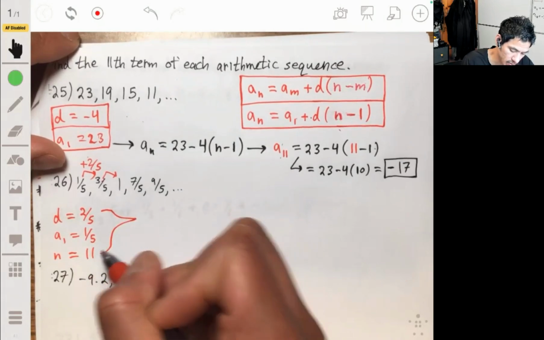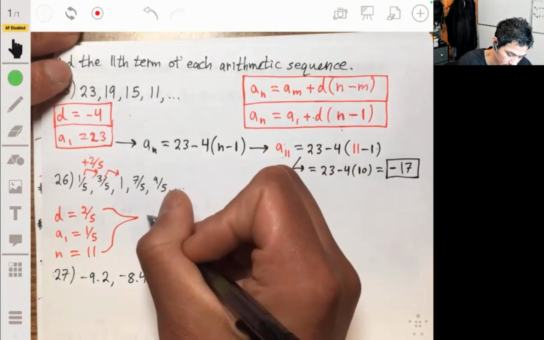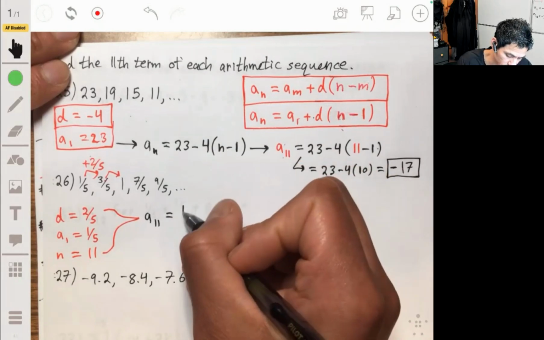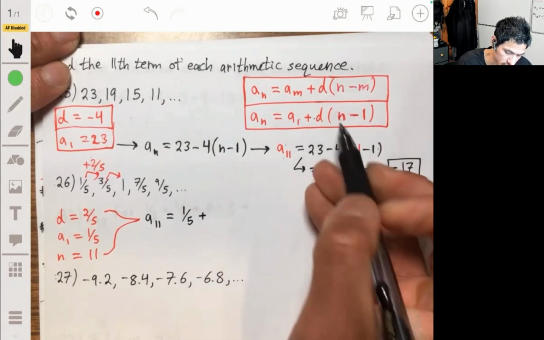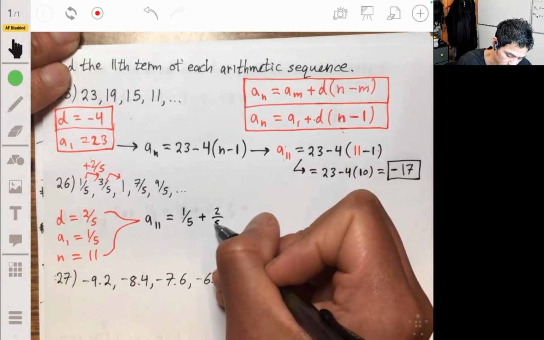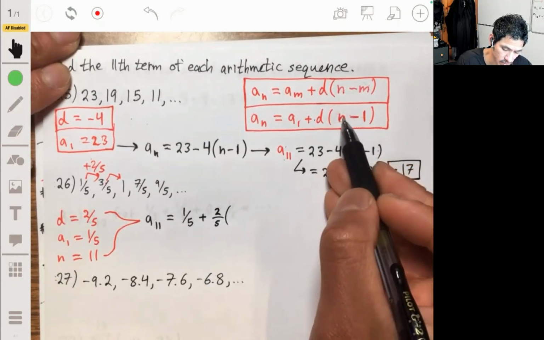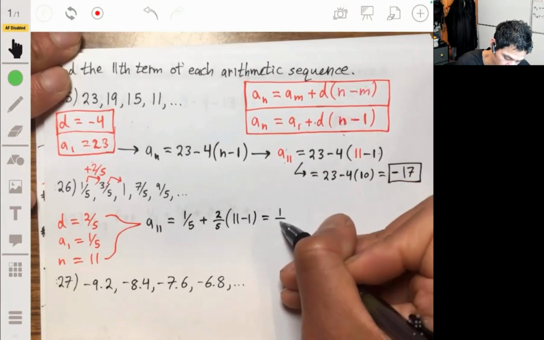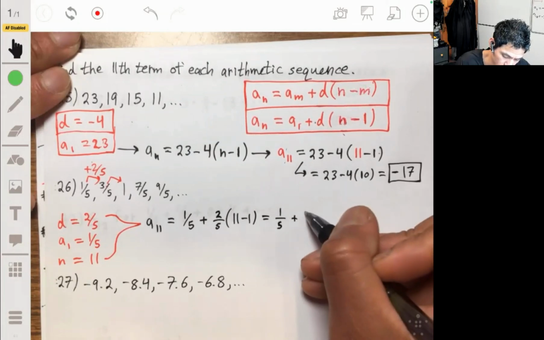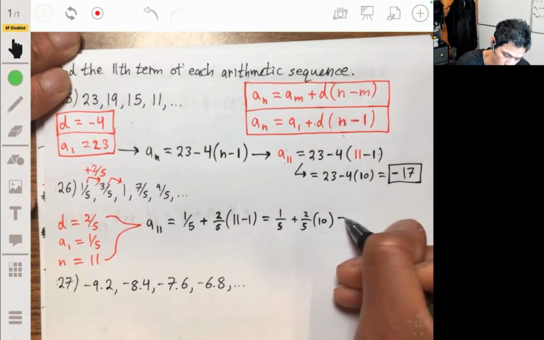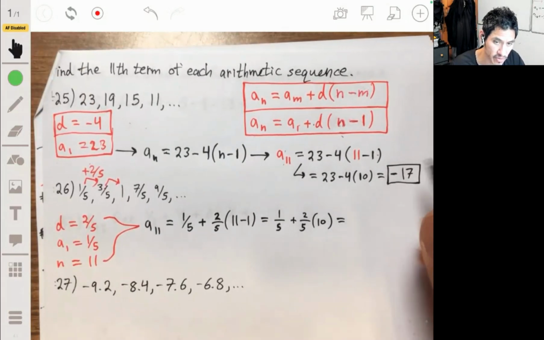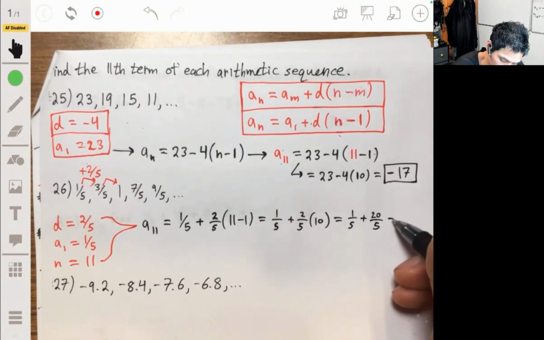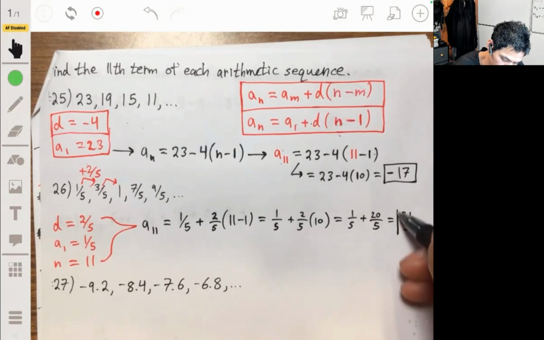So then from there, we can find a11 by plugging in a1, which is 1/5, plus d, which is 2/5, times 11 minus 1. We just do the maths, 1/5 plus 20/5. And we get 21/5 for a11.